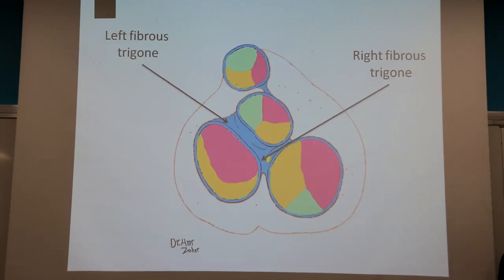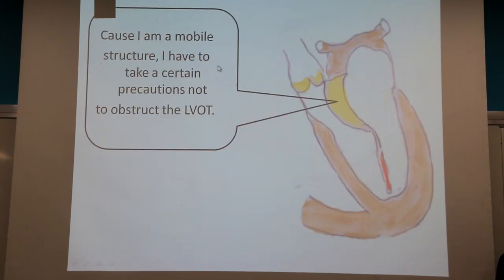The left fibrous trigone connects the aorta to the mitral valve, while the right fibrous trigone connects those three valves: aorta, mitral, and tricuspid. Because this cusp, talking about herself, is a mobile structure, it has to take certain precautions not to obstruct the left ventricular outflow tract, because it moves with systole and diastole to close the mitral valve and open it. So what are these precautions?